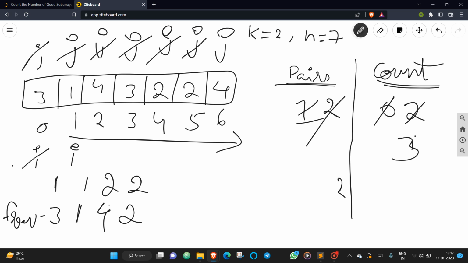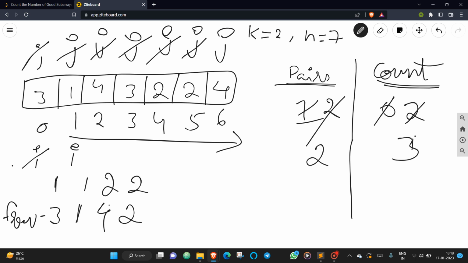Because all the subarrays, by extending to the right side of it, we can add directly. Because if there exists any element, let us say some 7 or something, if it is already containing k pairs in it, even after extending that, you are able to still contain that k pairs. So that's why you can add directly n minus j subarrays to the count, right? So that's what I was telling. Now your count is 3 and your pairs are 2, right?